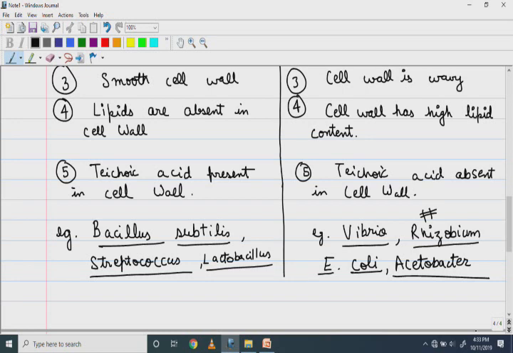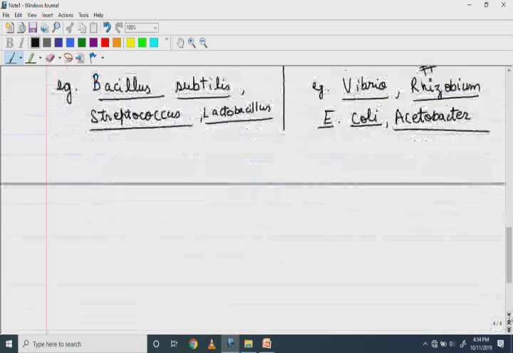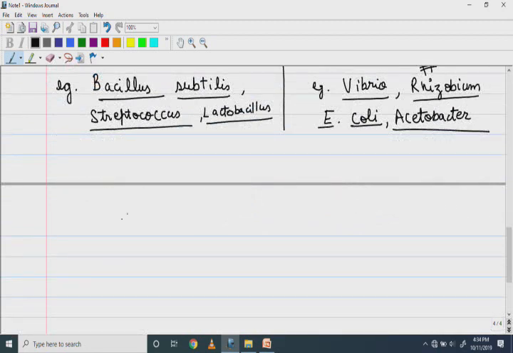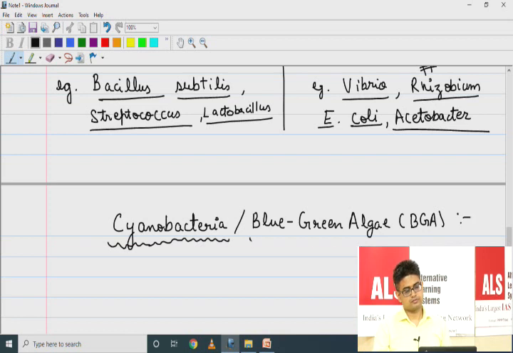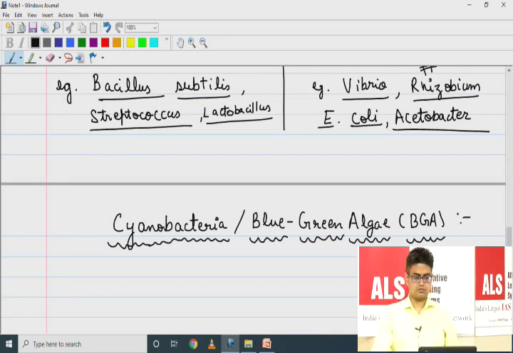Now regarding the eubacteria, we have to do some other examples also. I hope everybody is finished, right? Okay. Moving on. There is a type of eubacteria called the cyanobacteria. It is a subcategory of eubacteria, or blue-green algae, or BGA. So these are blue-green algae or blue-green cyanobacteria.